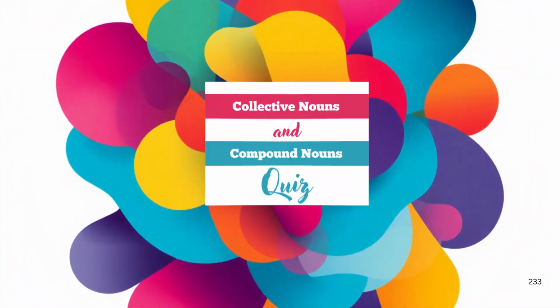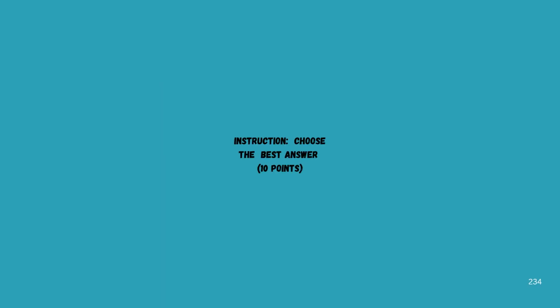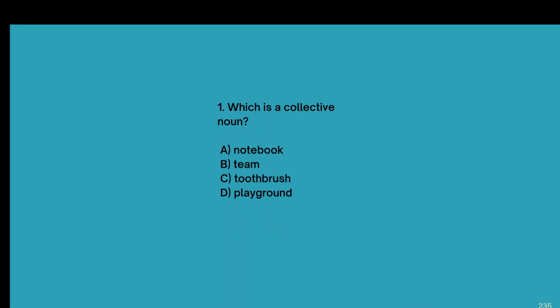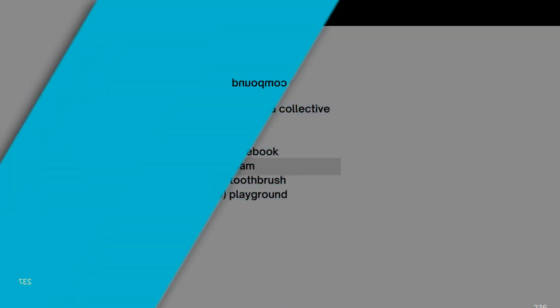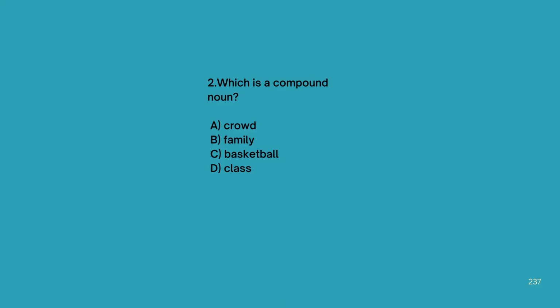Collective nouns and compound nouns quiz. Instruction. Choose the best answer. 1. Which is a collective noun? A. Notebook. B. Team. C. Toothbrush. D. Playground. The answer is B. Team.